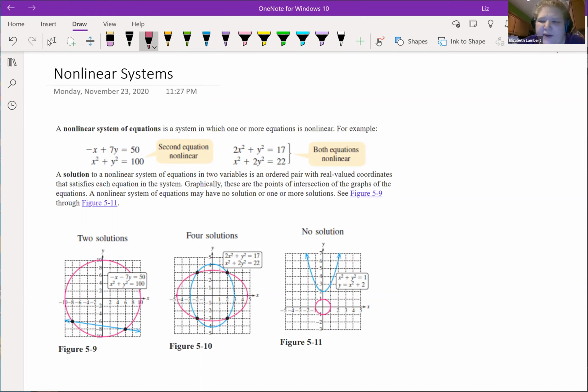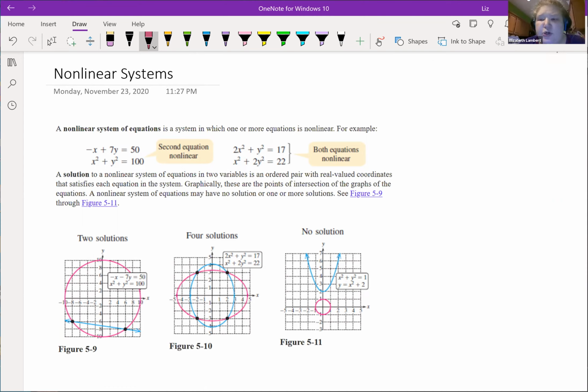So what we have to cover is nonlinear systems. Hopefully you spent Monday learning about 3 variable systems. Now we're going to shift back to 2, but some of them are going to be squared or square rooted. Same idea. We're still figuring out where these graphs cross. It's just now the graphs aren't always straight lines.